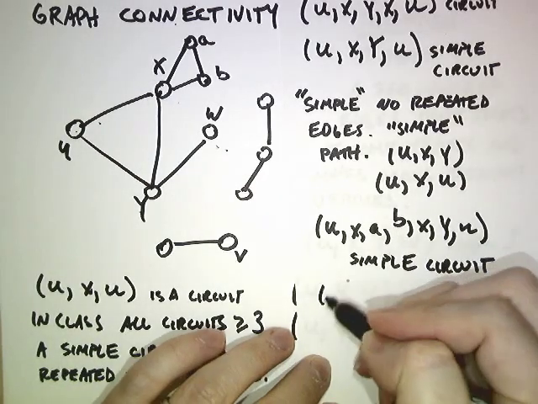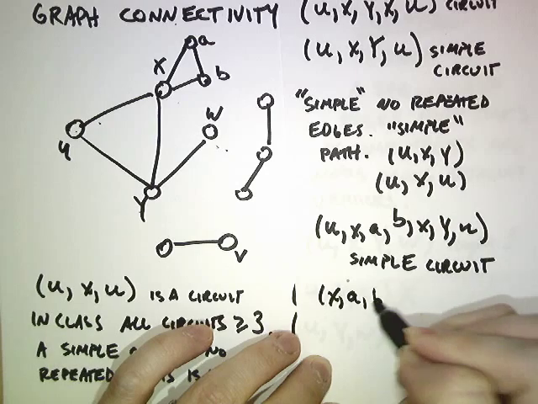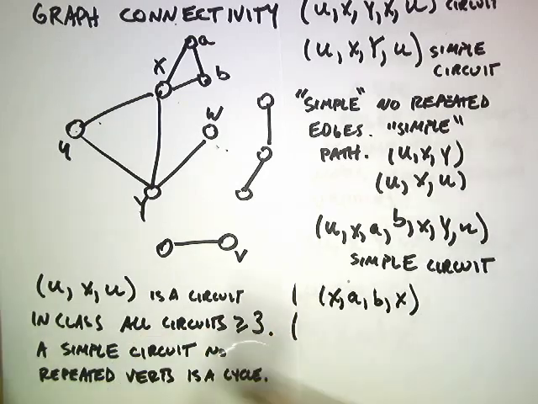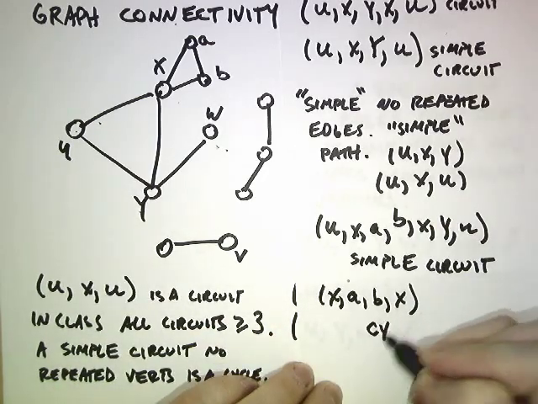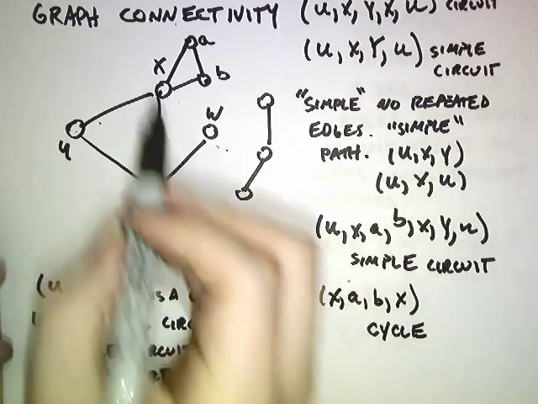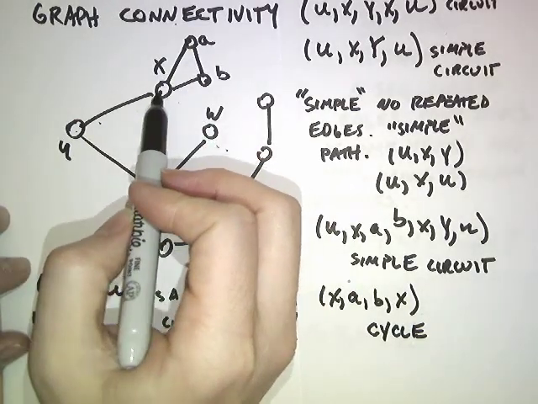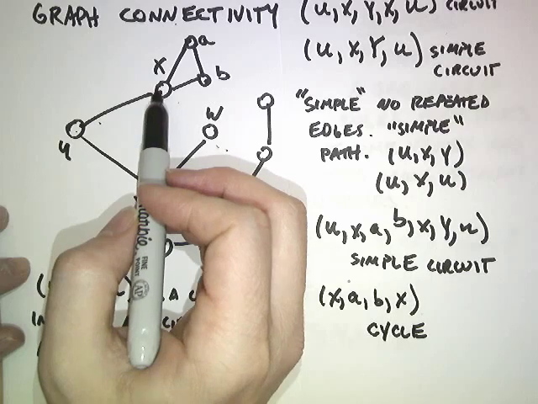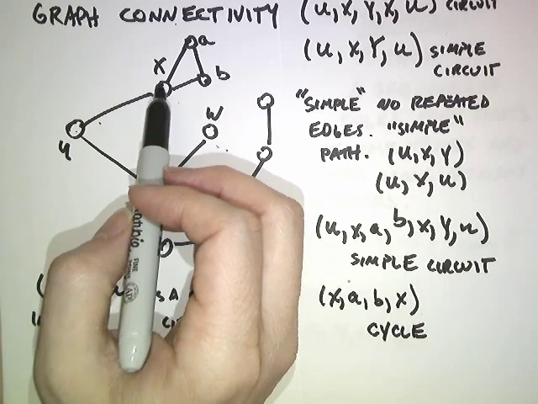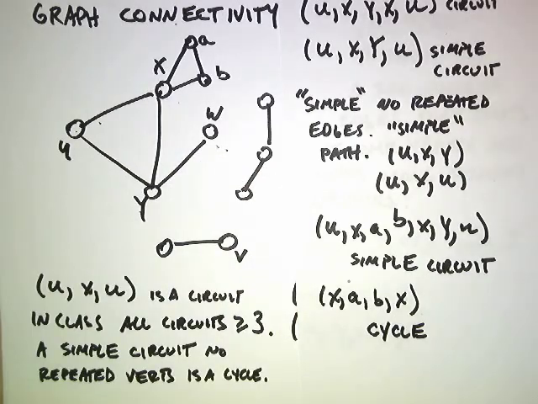On the other hand, X, A, B, X, this would be a cycle because I didn't repeat any vertices, well, except for the very first and last vertex. In any circuit, the first and last vertex are always going to be repeated.